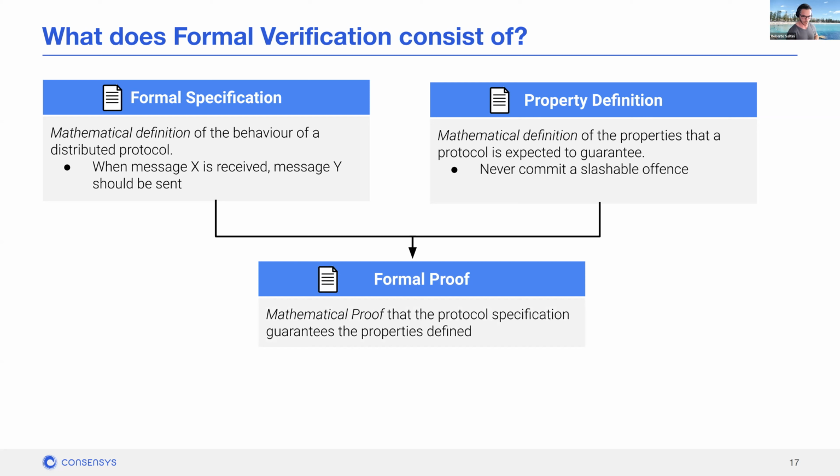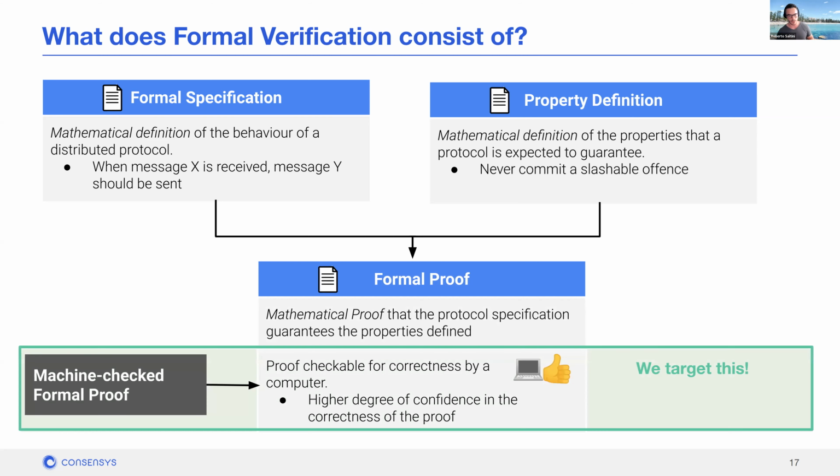Altogether is linked by a formal proof, which is a mathematical proof that the protocol specification guarantees the properties defined. Now, what we want to do is take this a step further and have proofs that are machine checked. So proofs that are checkable for correctness by a computer, which provides a higher degree of confidence in the correctness of the proof. And this is what we target with our work.